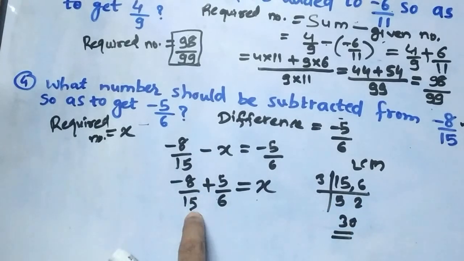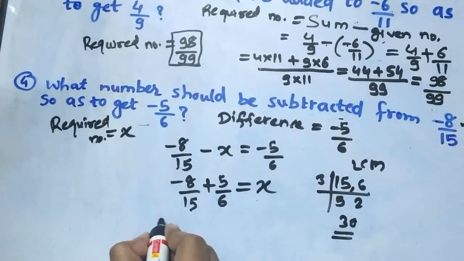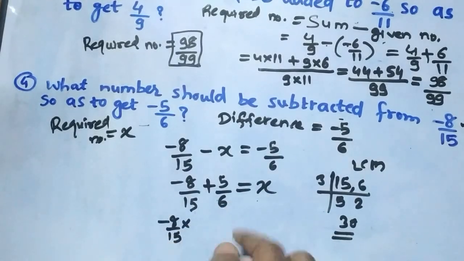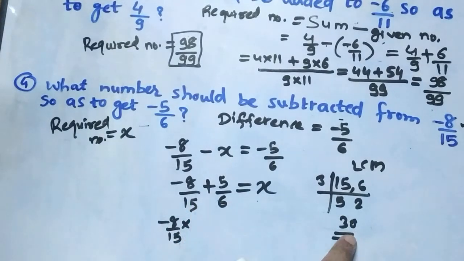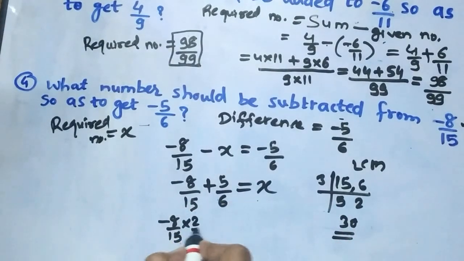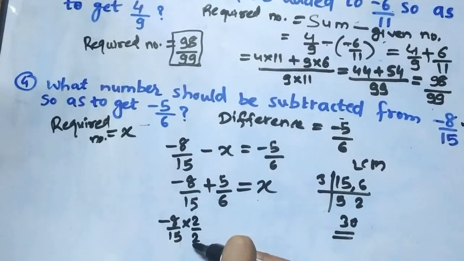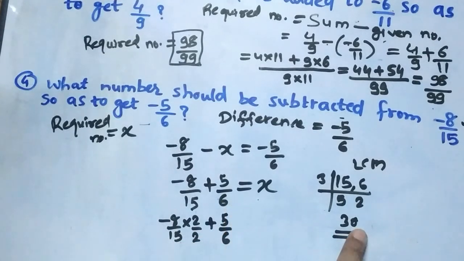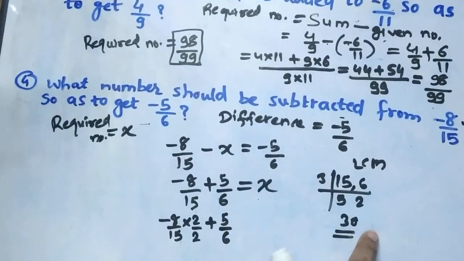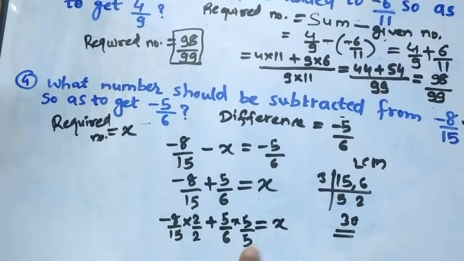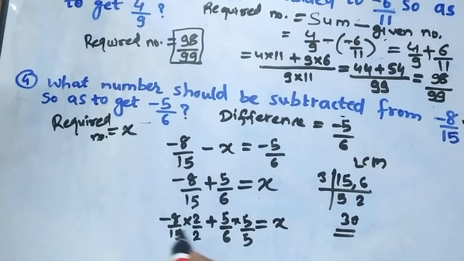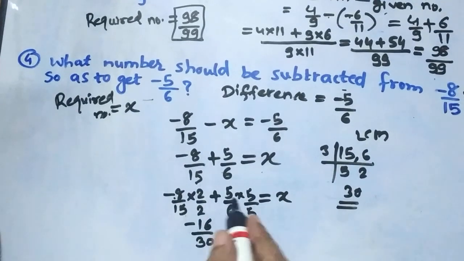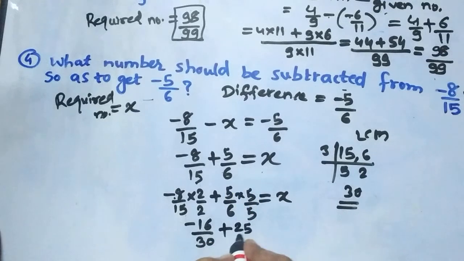So friends, you need to convert this 15 into 30 and this 6 into 30. So we'll convert minus 8 by 15. Do it mentally: 15 should be multiplied by what number to get 30, that is 2 by 2. If you multiply in the denominator, you have to do it in the numerator also. Plus 5 by 6. 6 you need to convert into 30, so that is 6 5s are 30. And what action you do in the numerator, you have to do in the denominator also. Now 8 2s are 16 upon 30, and then plus 5 5s are 25 upon 30.